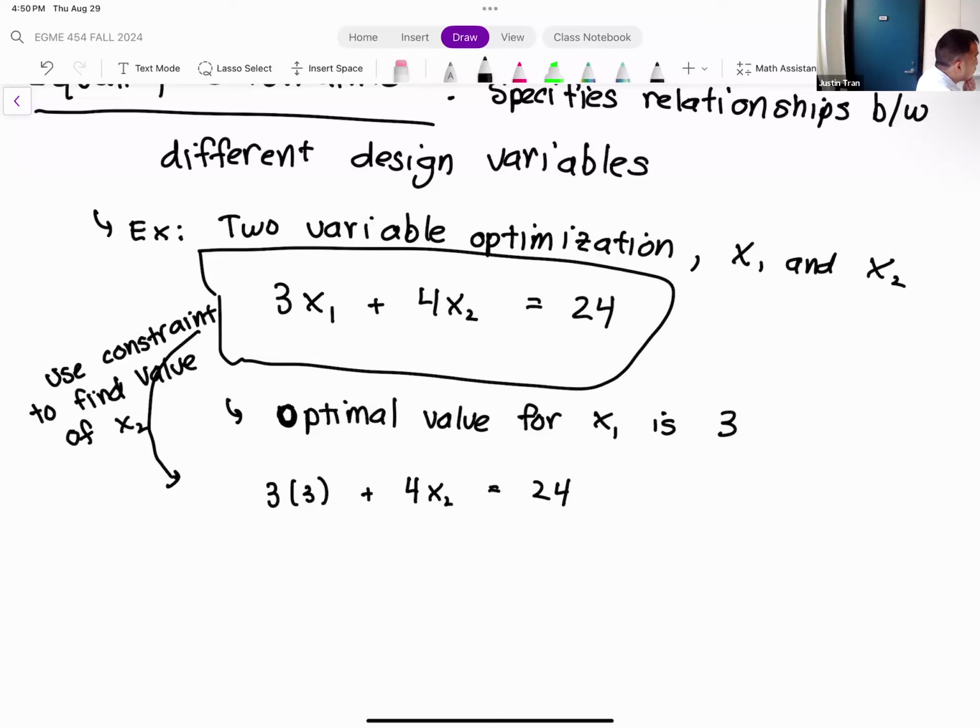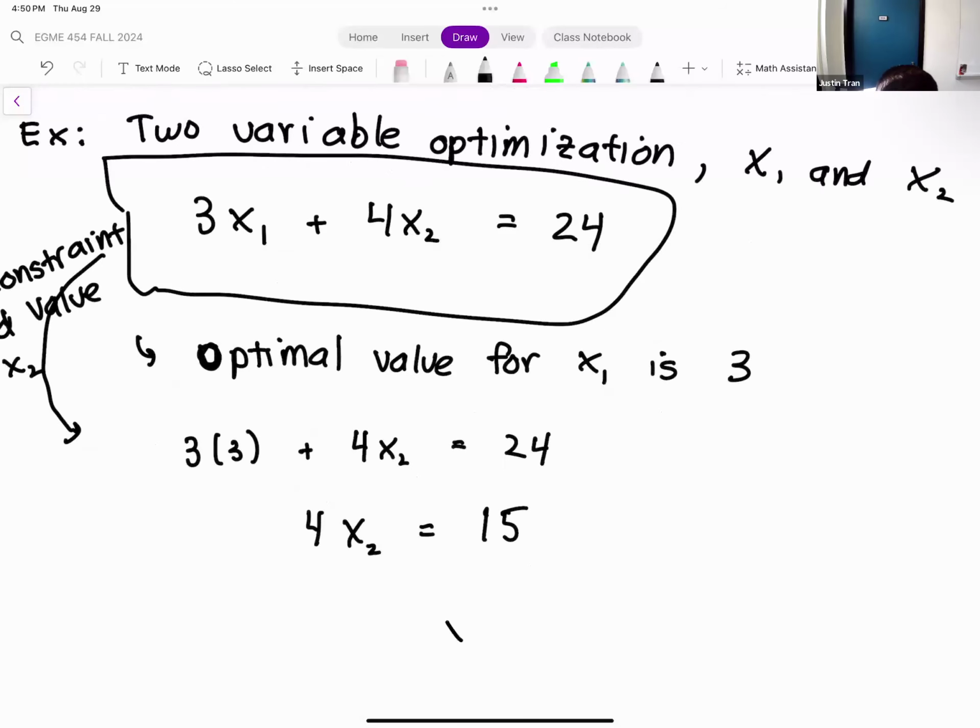If we already know that the optimal value for x1 is 3, I'm just plugging 3 into that equation for x1. 3 times 3 on the left is 9, and so I'm going to subtract 9 from both sides. Subtracting 9, we have 4x2 on the left, and on the right we have 24 minus 9 is 15. You'll pick a more convenient number. That's okay. If we divide both sides by 4, we get x2 is equal to 15 over 4.